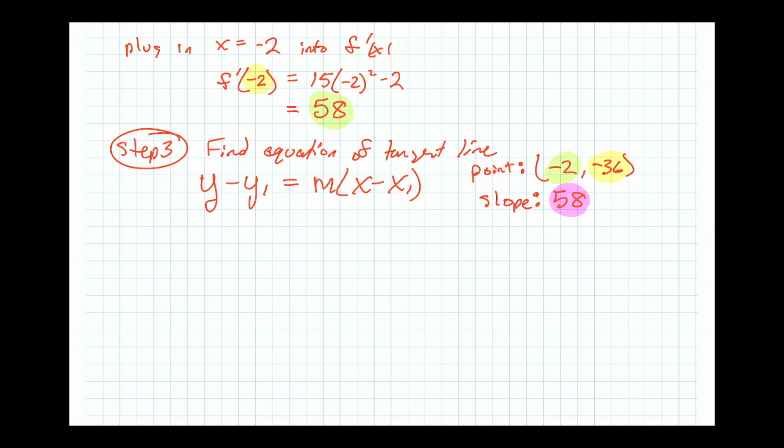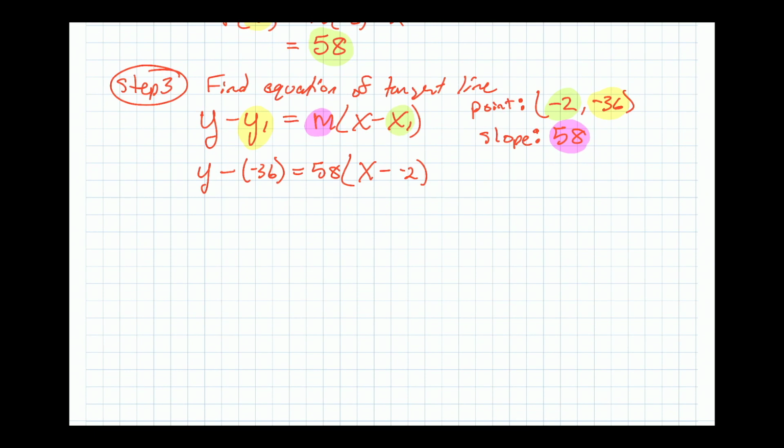And where do those go? Well, the slope is the m. The y is actually the y1. And the x from our point is the x1. So you plug those where they go, and you get y minus y1, which is -36, equals m, which is 58, times x minus x1, x1 is -2. So you see, you plug those all in to the right place, and then we simplify. So we got some signs to work out.